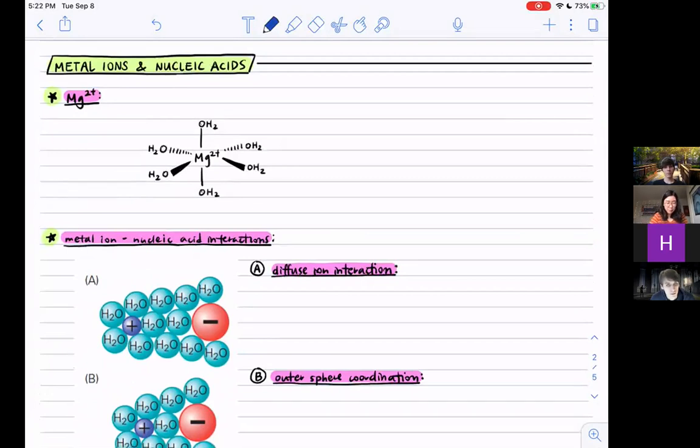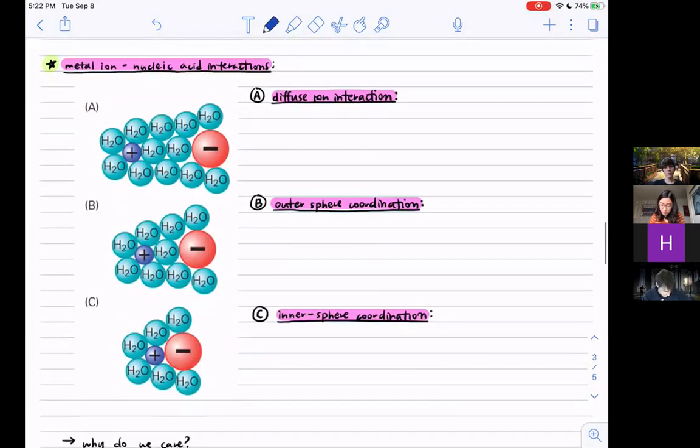First I'm going to talk about magnesium because it's a very biologically relevant metal ion. Magnesium is an octahedral element, which means it can take on 6 ligands in the structure that I drew here. That means it's often hexahydrated. It often has 6 waters.